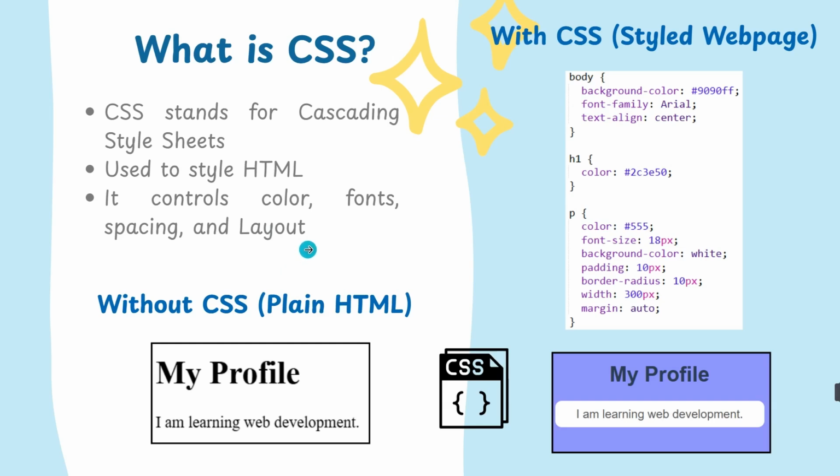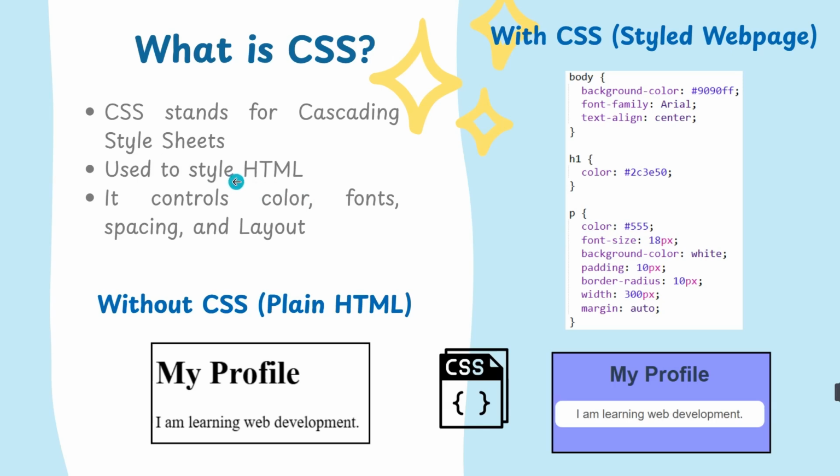So in this video, I'll explain what CSS is, why we use it, and the 4 common ways to apply CSS. That is inline CSS, internal CSS, external CSS, and import CSS. I will also show simple examples in VS Code so you can practice along with me. So what is CSS? Let's first understand what CSS does.